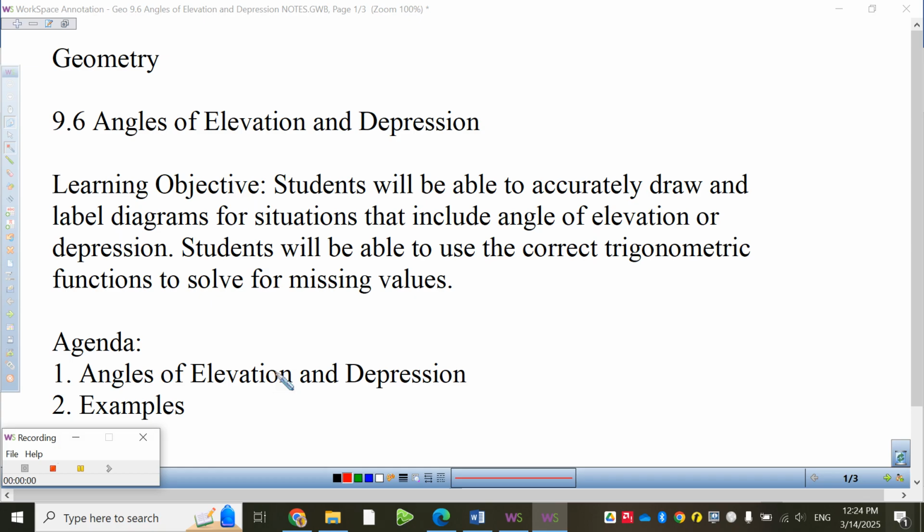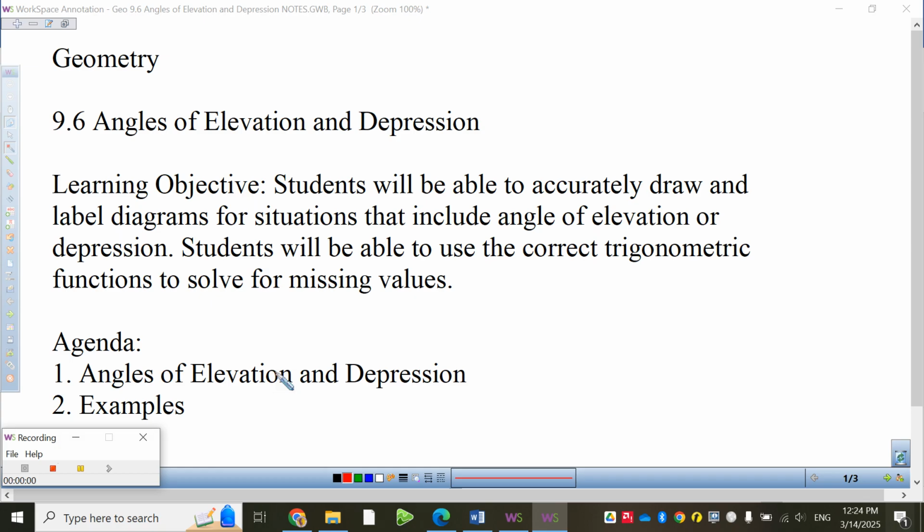In this video we'll be talking about section 9.6, angles of elevation and depression. The learning objective for today is that students will be able to accurately draw and label diagrams for situations that include angle of elevation or depression. Students will be able to use the correct trigonometric functions to solve for missing values.